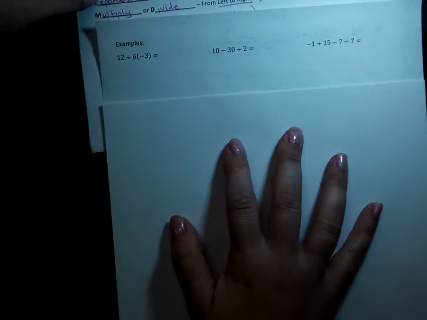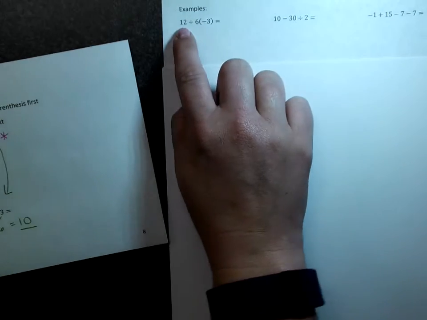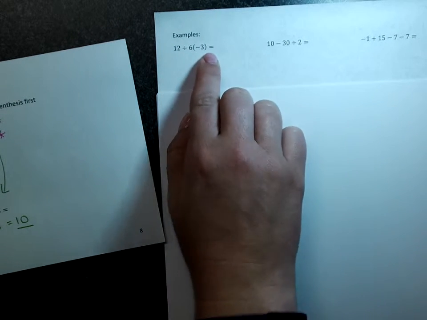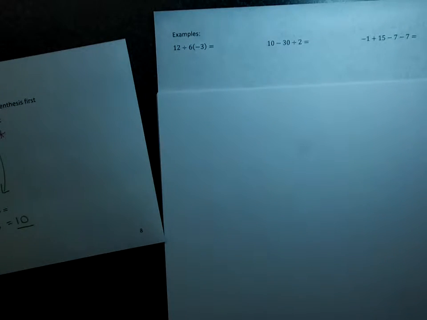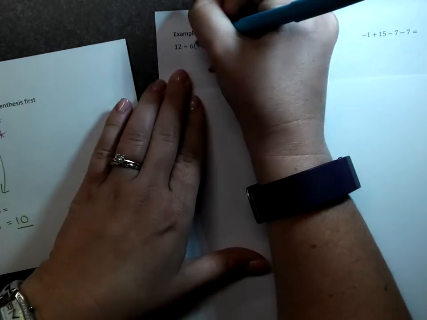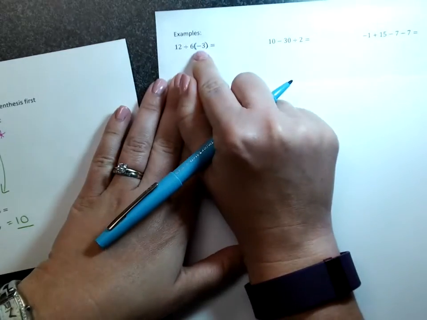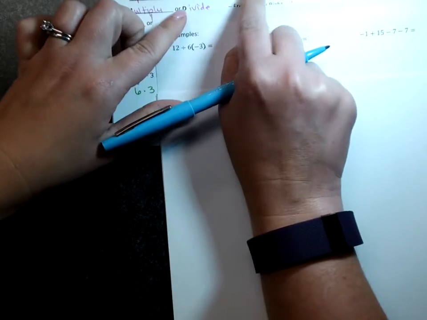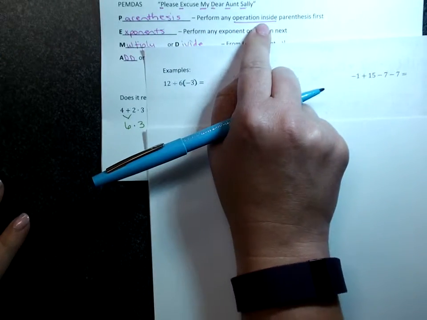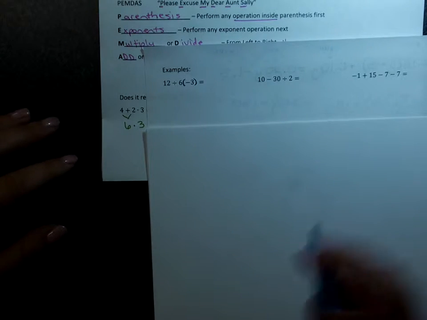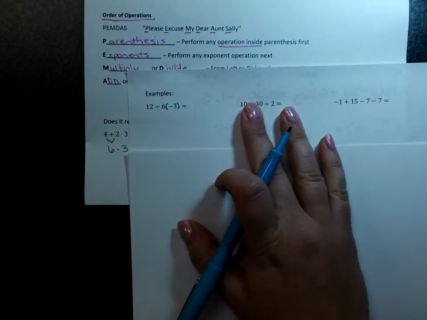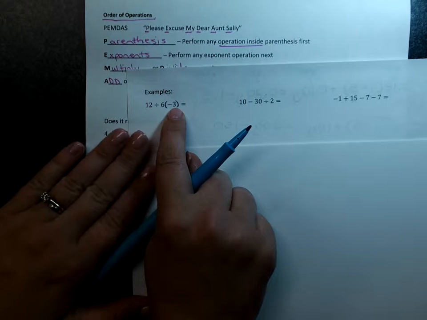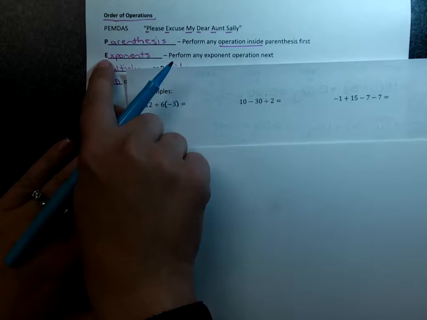So let's look at the first example up here. 12 divided by 6 times negative 3. Now it's very tempting. The parentheses draw our attention, so we see those parentheses. But remember, we only do the parentheses if there's an actual operation inside those parentheses. Sometimes there is, sometimes there is not. In this example, there is not an operation inside the parentheses. It's just indicating multiplication. So we go down to exponents.